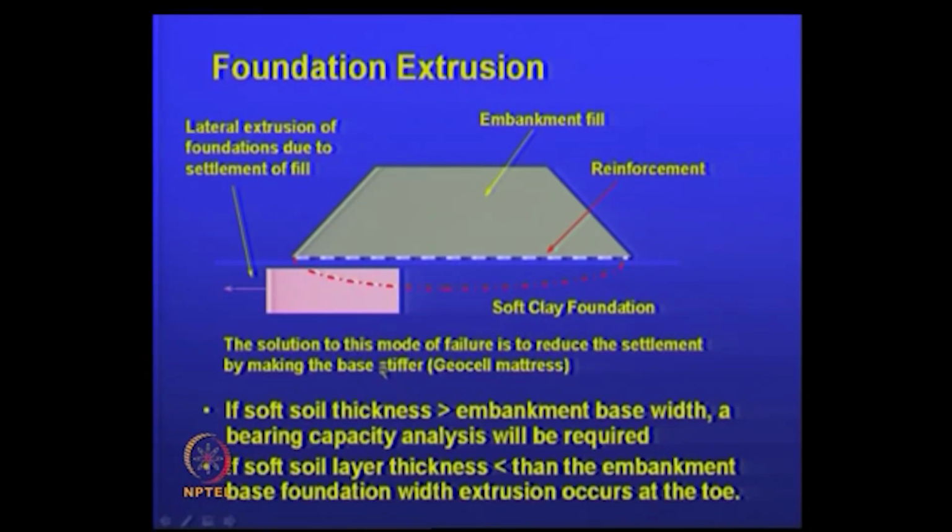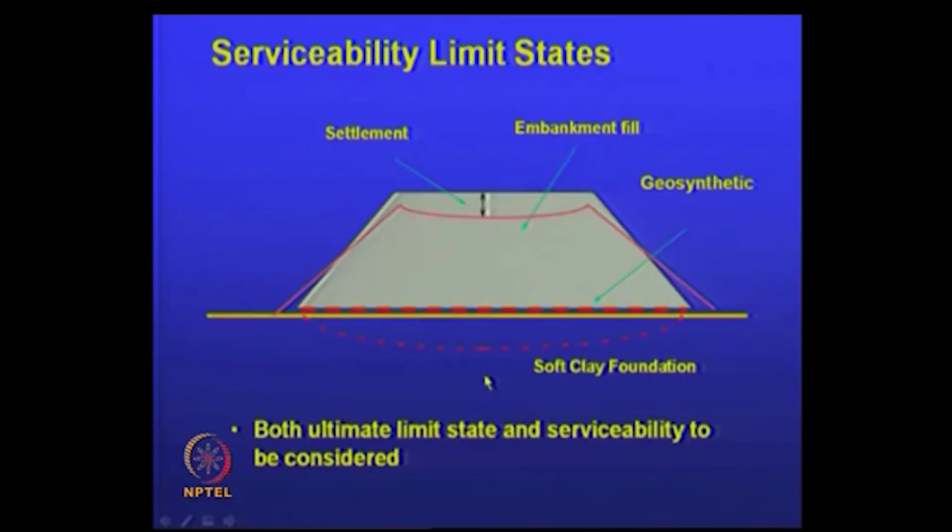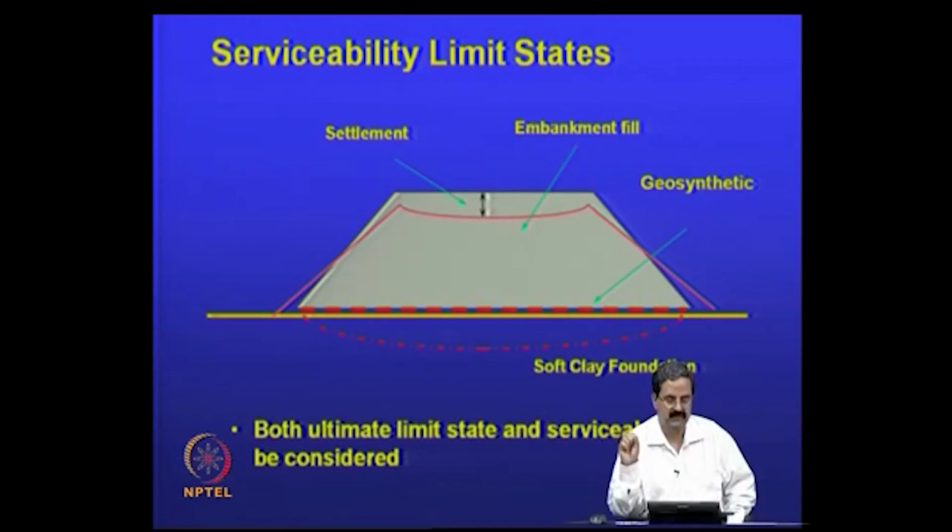So, what sometimes we do is that the solution for this is to reduce the settlement by making the base stiffer. We try to put some material, if it is, say for example, shallow depth, maybe 2 meters or something, one can put a geocell mattress, that is what we do. Okay. Then these are all what is called ultimate limit states. Ultimate limit state means factor of safety and stability is an issue.